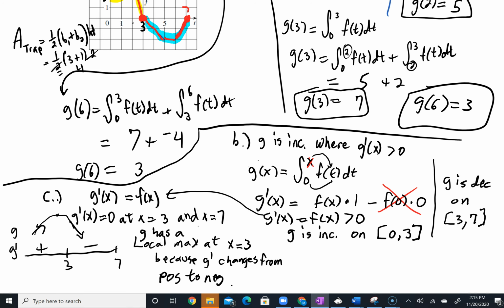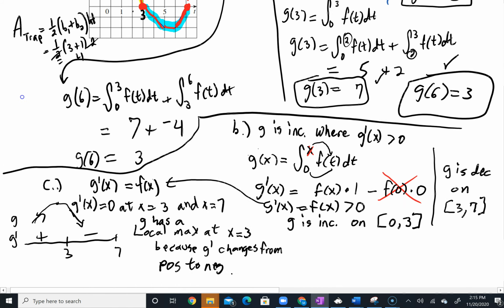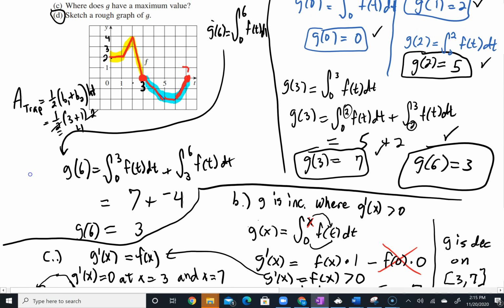But there's one additional part that I'm going to get into before we make a rough graph here. Making a rough graph, I'm sure kids will say, oh my gosh, look at all these points that you have. Yeah, we've got a whole bunch of them. I also know where I'm going to have a local max. I also know where I'm going up, I'm going down.